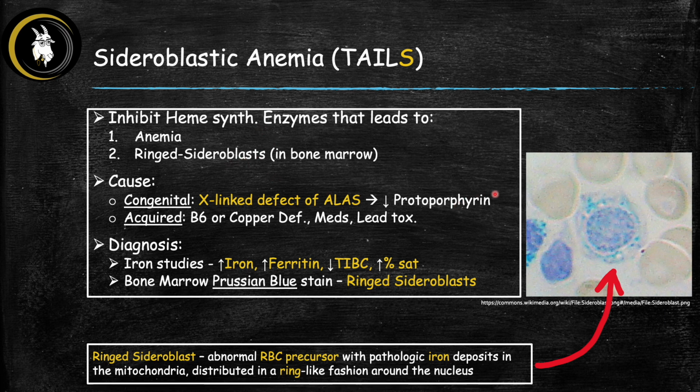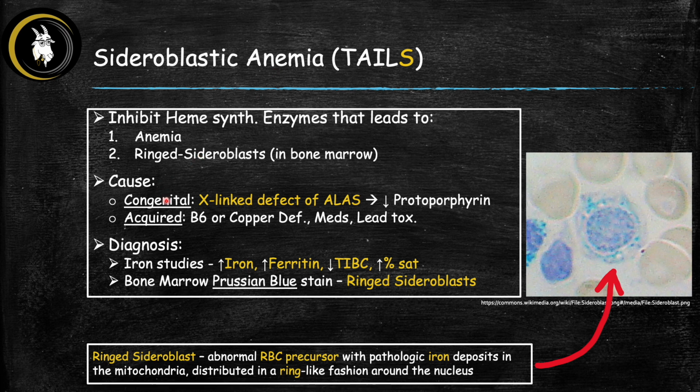So let's take a look at this picture right here. We're looking here in the bone marrow because that's where the red blood cell precursor cells are, and we know that that's what we're talking about because these are blasts, which are precursor cells in the bone marrow. And if you take a look right here, you see that there's a bunch of blue granules distributed in a ring-like fashion. These are the iron deposits in the mitochondria. And so the term ringed sideroblast, the ring describes the shape, sidero means iron deposits, and the blast describes the fact that these are precursor blood cells that are found in the bone marrow. This is a hallmark finding for sideroblastic anemia.